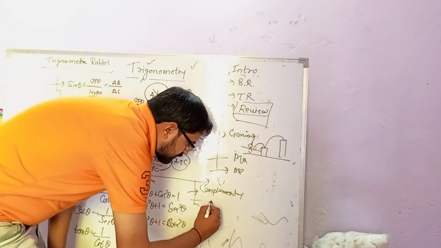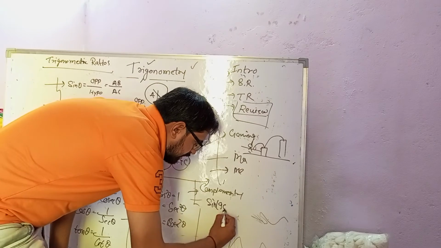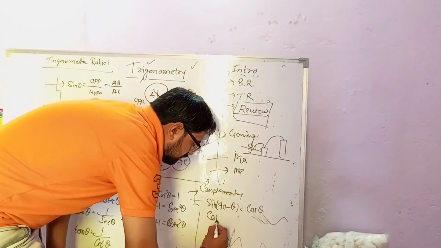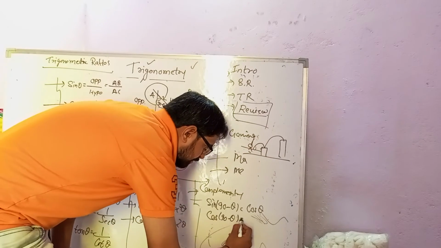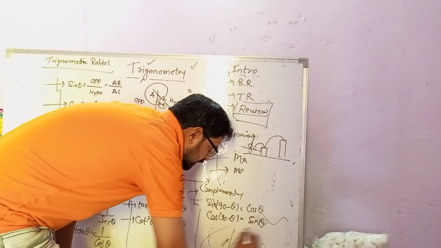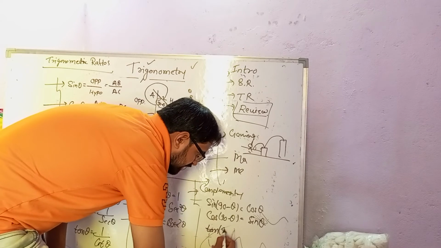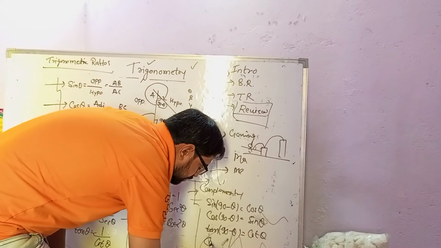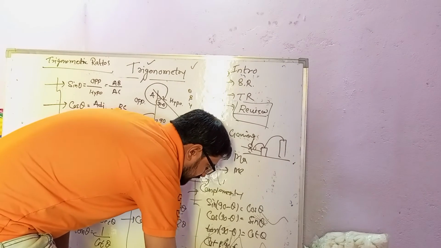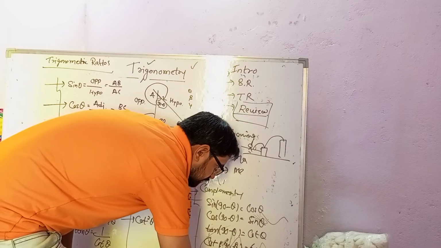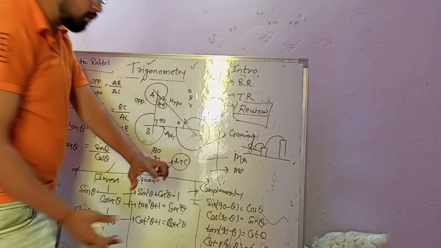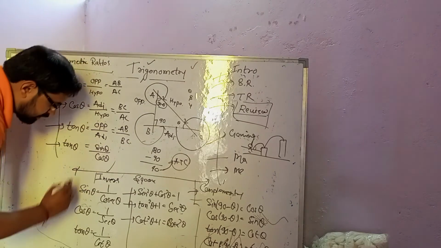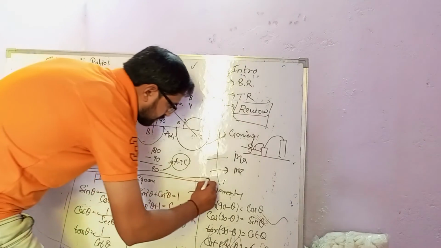The first one is sin of 90 minus theta is equal to cos theta. Similarly, cos of 90 minus theta is equal to sin theta. Again, tan of 90 minus theta is equal to cot theta. And cot of 90 minus theta is equal to tan theta. You can write for cosec and sec also. So this is all the formulas we are going to study in this chapter.